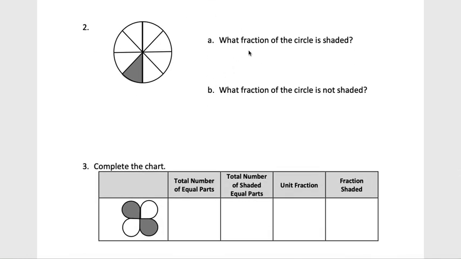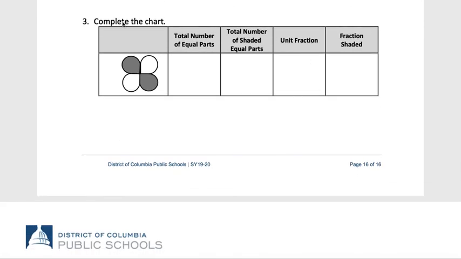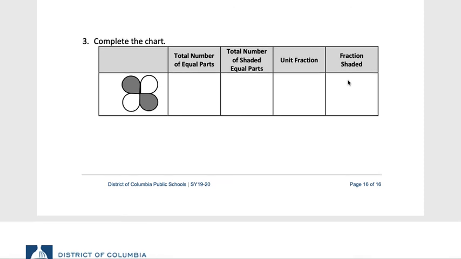This number 2 is asking you what fraction of the circle is shaded. Remember, you have to count all of the parts. So there are how many equal parts? There are 1, 2, 3, 4, 5, 6, 7, 8 total. How many are shaded? There's 1 out of 8, so it's 1/8. What fraction of the circle is not shaded? 7/8 would be your answer. And then complete the chart. At the bottom, make sure you are reviewing exactly the practice that they give you in the problems above, and you will do an amazing job.